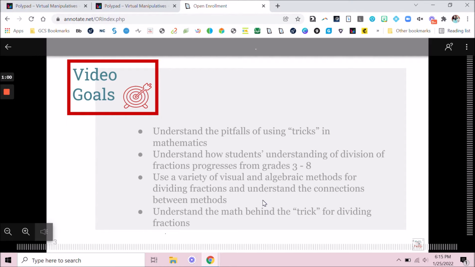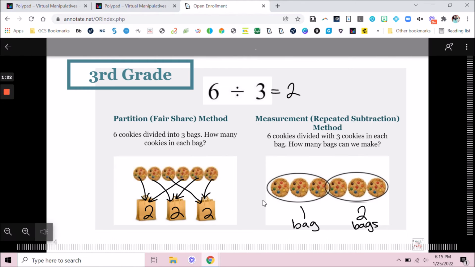And to understand that, we're going to look at how students' understanding of division of fractions progresses from grades 3 through 8. As we do that, we'll look at a variety of visual and algebraic methods for dividing fractions and talk about how those methods connect and move student learning forward. And then I promise we'll get to why "keep, change, flip" works and where's the math behind that. So let's start in third grade.